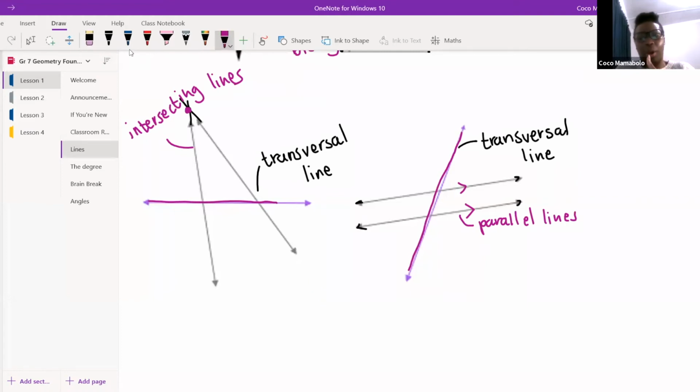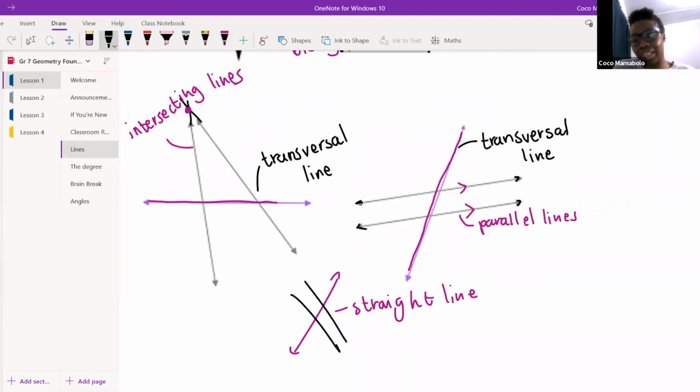For any of you guys who understand, if I have a line sitting on its own like this, it is not a transversal line. This is just a straight line. As soon as there are two other lines over my straight line, it then becomes a transversal line. Okay, so I hope you guys understand.